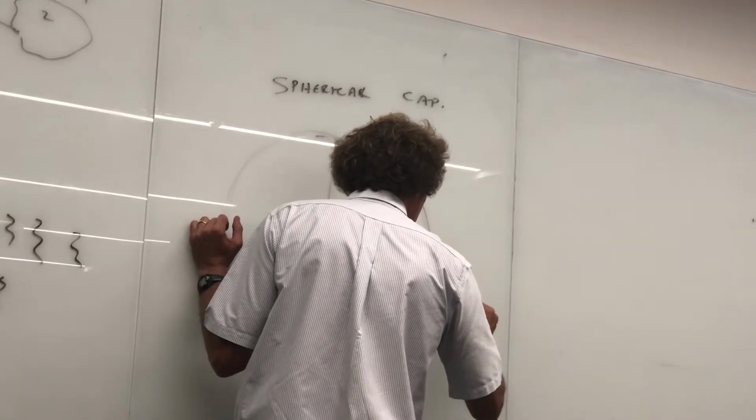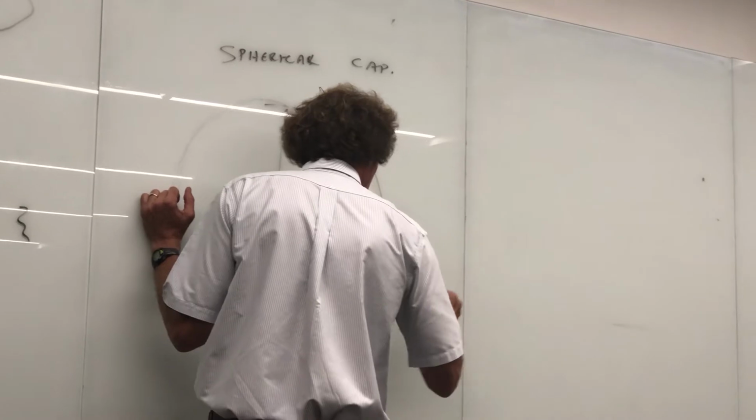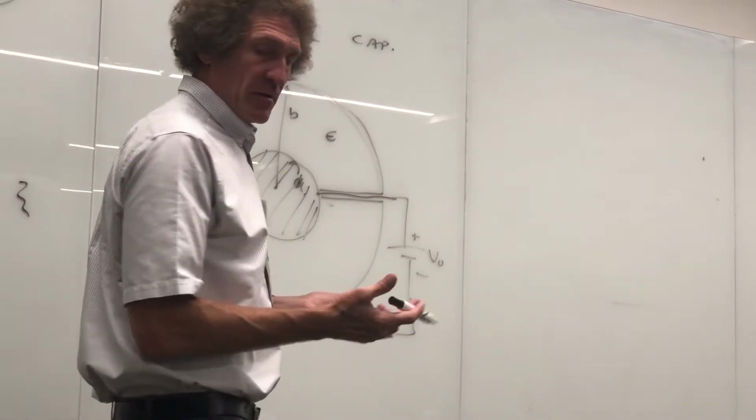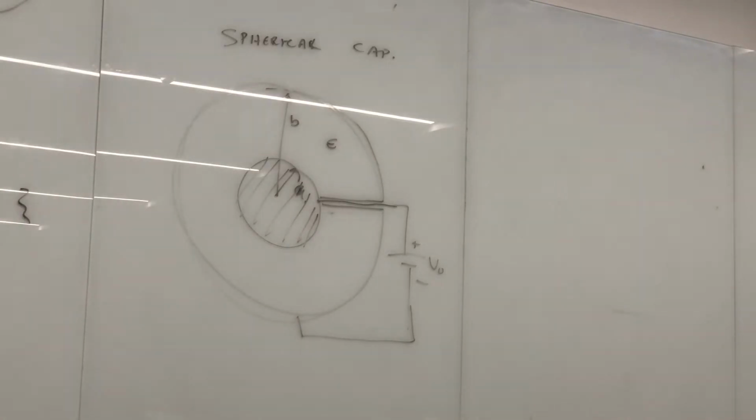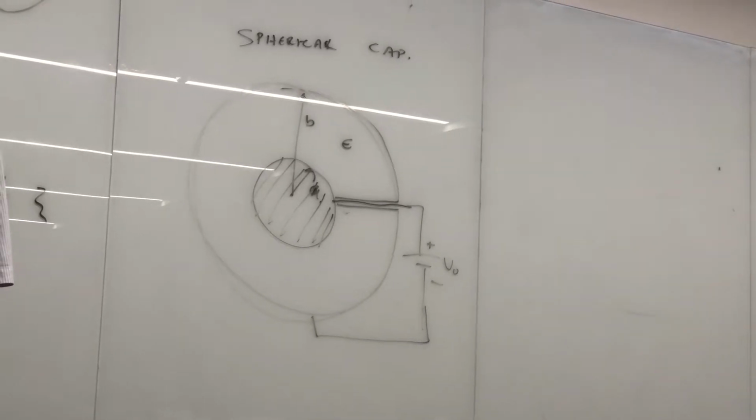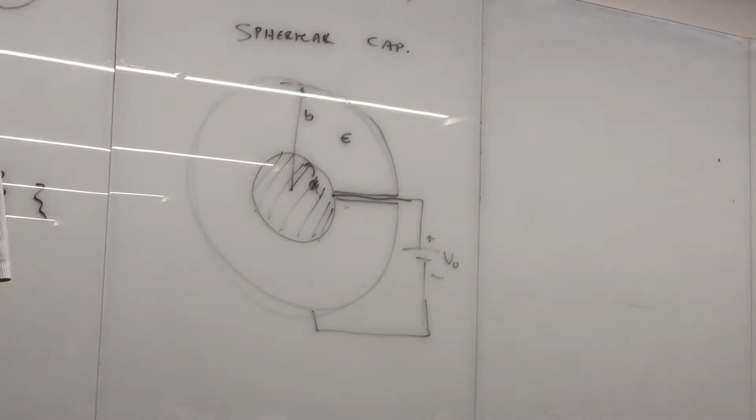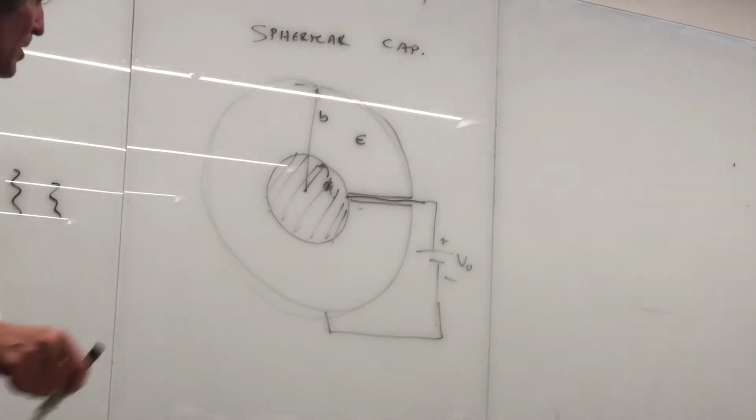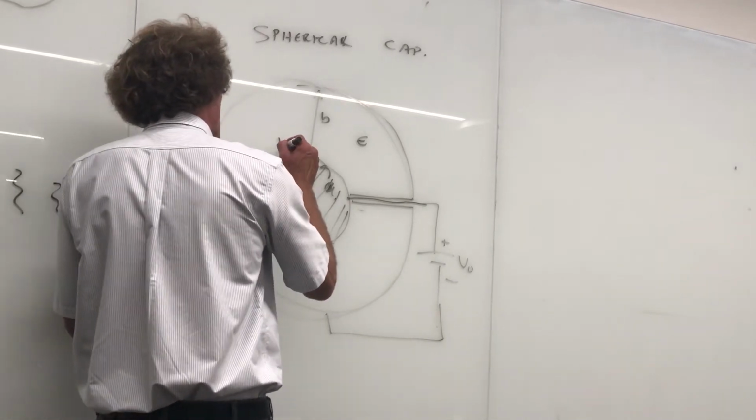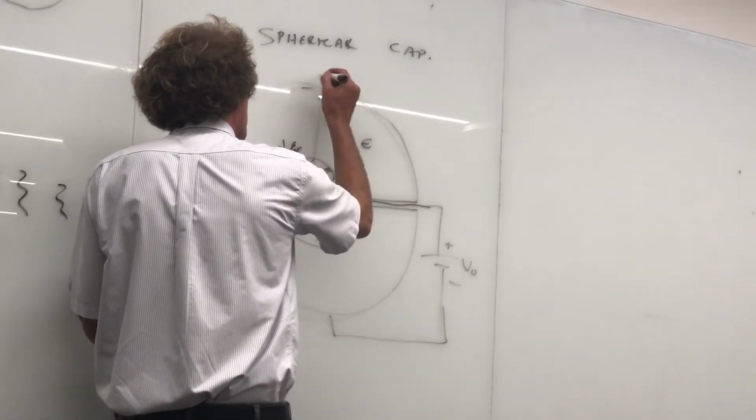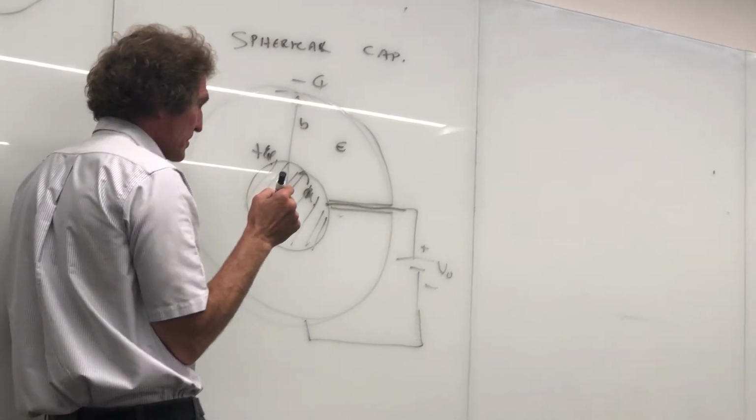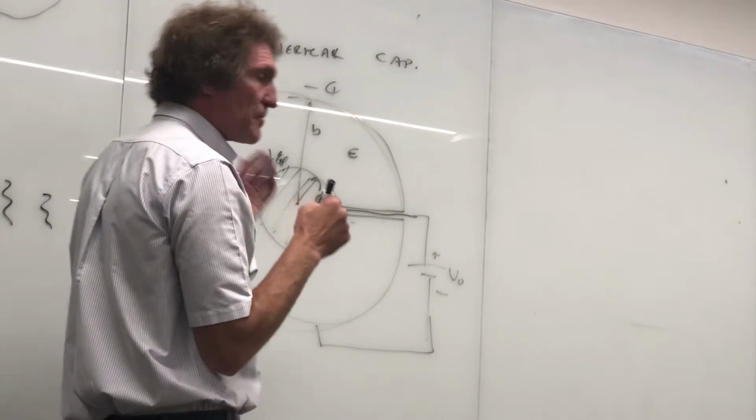We'll put a voltage and ground the outer part. So you have a ball like that, okay? Now, you also develop a plus charge on the inner conductor and a minus charge on the outer conductor because it is a capacitor. And we're going to solve this problem.